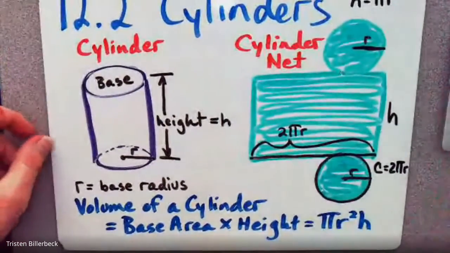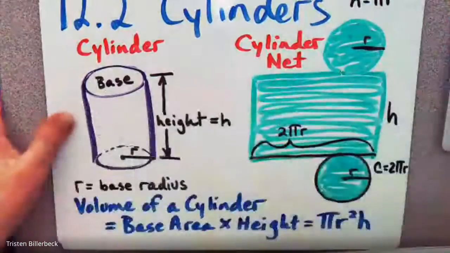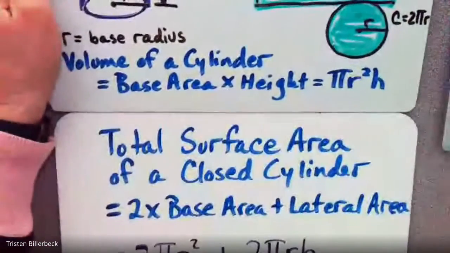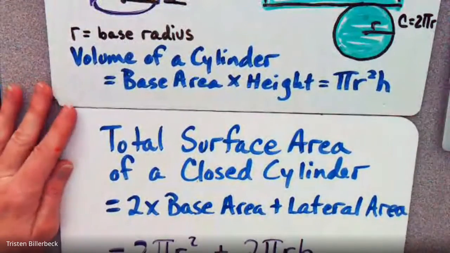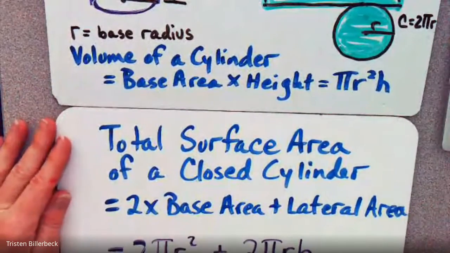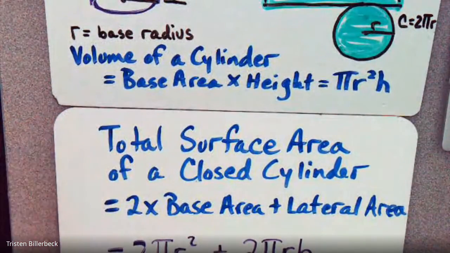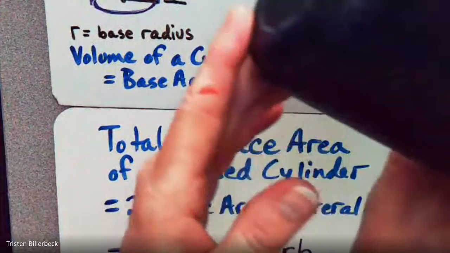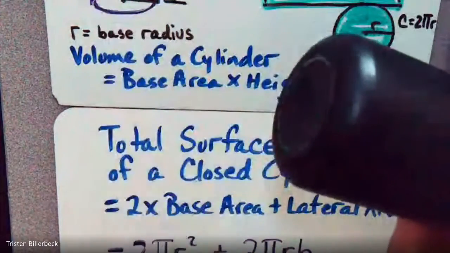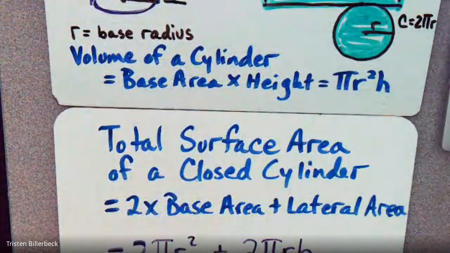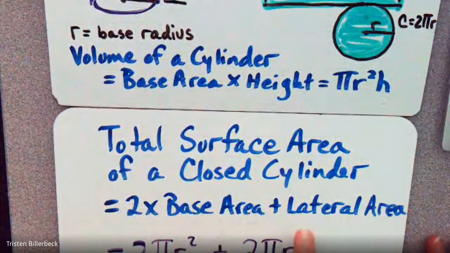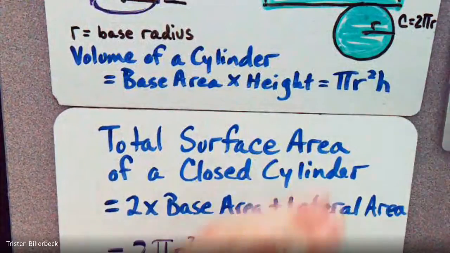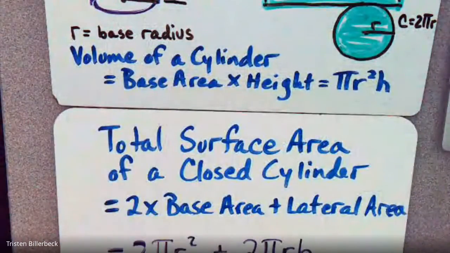Let's look at the surface area now. The total surface area of a closed cylinder. Remember, you have to have a closed cylinder, so you can't just lose a base here. So we have 2 times the base area, plus the lateral area. The lateral area is just all around here.